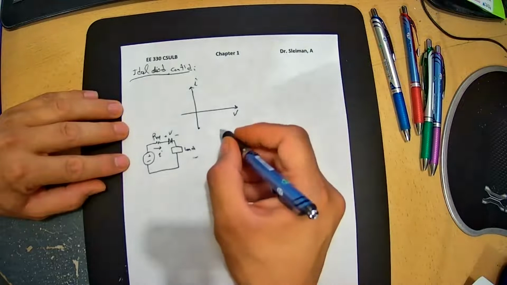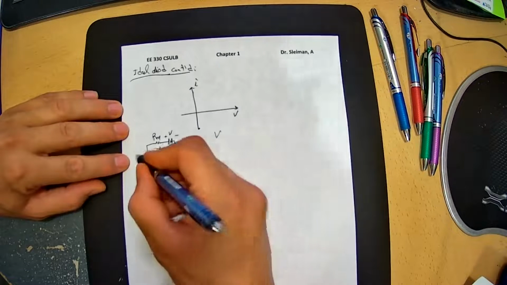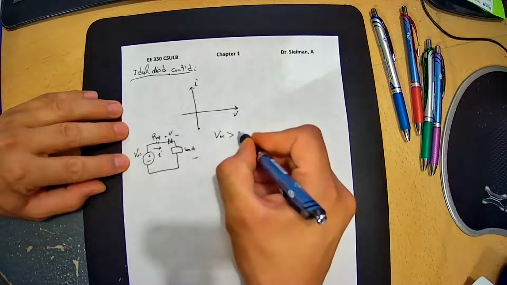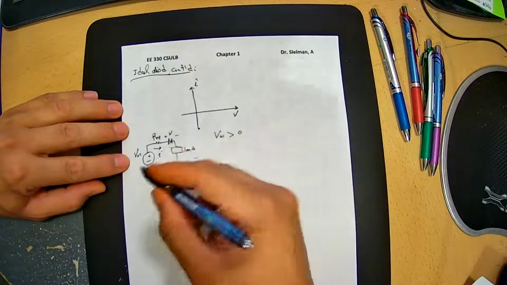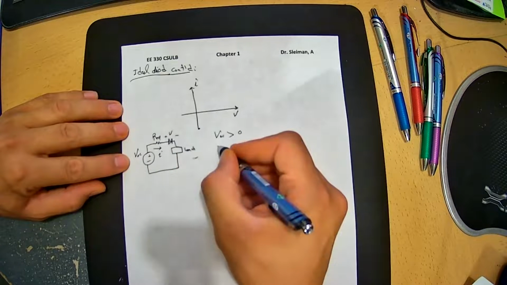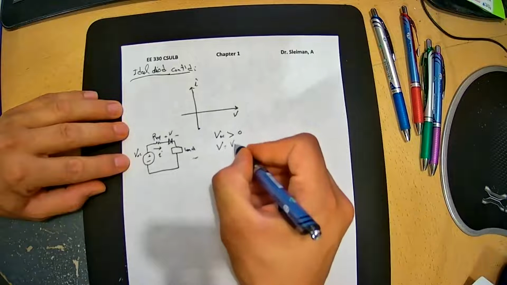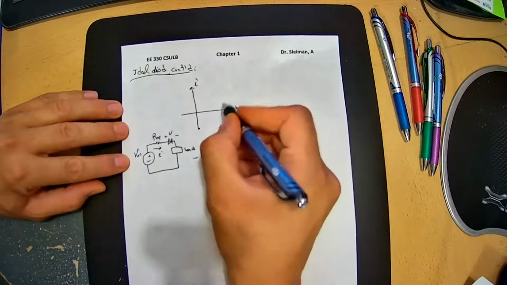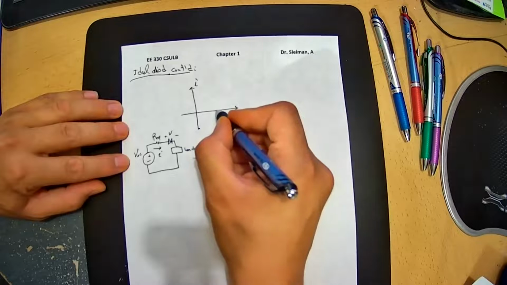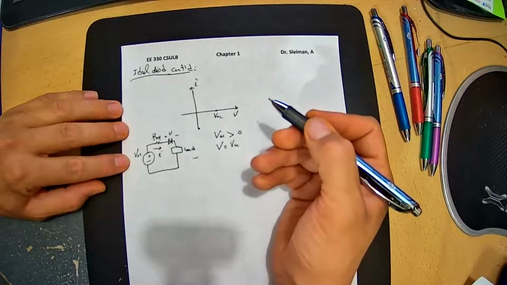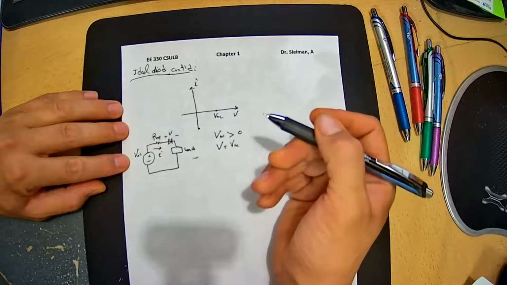When the VOC is greater than 0, that means the voltage V is equal to, matching, the VOC. So let's say at this point, this is the operating voltage for the diode.